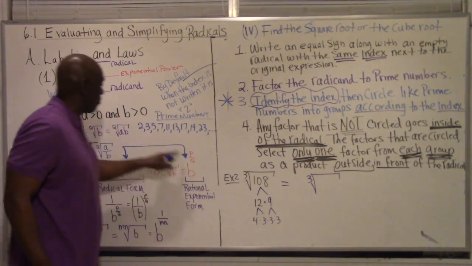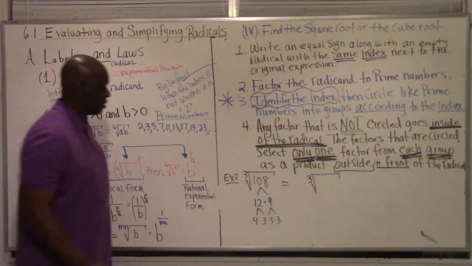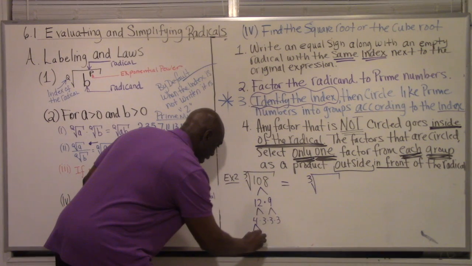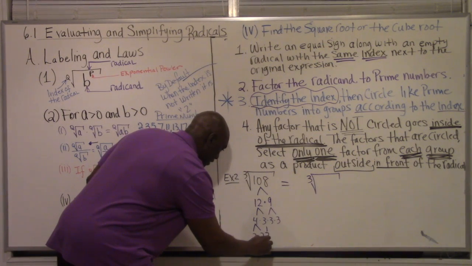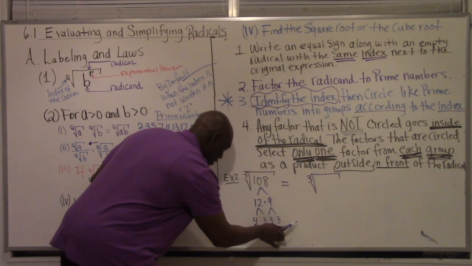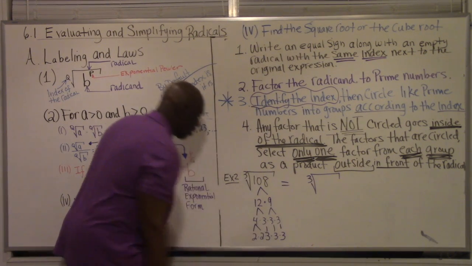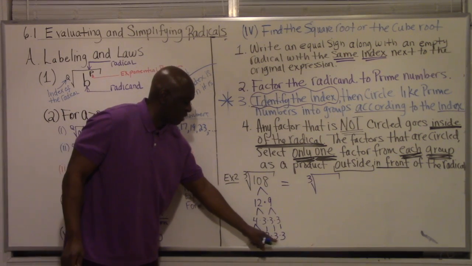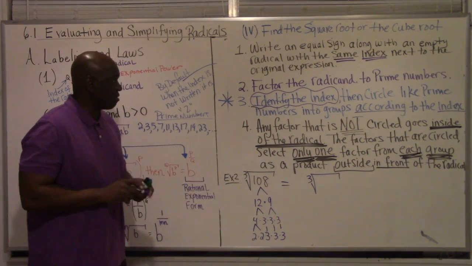Because 4 is not a prime number. 3 is, but 4 isn't. Break down 4. What is 4? 2 times 2. Bring down this 3 carefully. Line it up perfectly. Bring down the other 3. Line it up perfectly. Bring down the last 3, and line it up perfectly. Okay, there we go. We have 2 times 2 times 3 times 3 times 3. All right, step 2 is done.